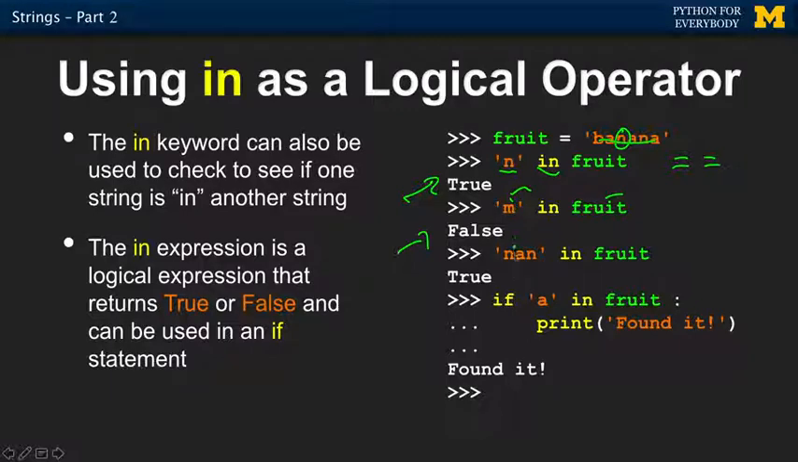And then it doesn't have to be a single character. We can ask for a substring and say, is nan inside fruit? And the answer is yes, there is, and so we get a true back. So it's pretty smart. It can scan and it finds whether or not these things are in there. And we tend to use these things in if statements. If A is in fruit, then print found it. In this case, that's an expression that evaluates to true because A is in fruit, and so this code executes, and away you go.